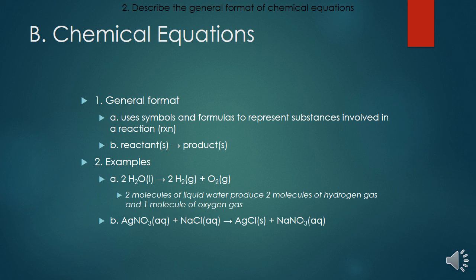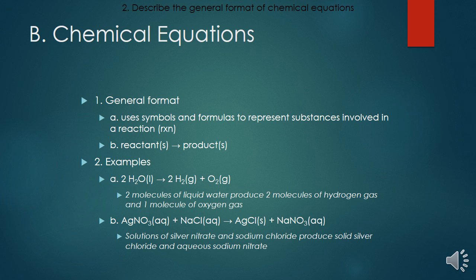Here's another example. Now notice we again have symbols and formulas just like we had in the last equation. Notice this time though there are two different substances on the left side, meaning we have two reactants. In this case we have silver nitrate and we also have sodium chloride. And also notice we have a new symbol here in parentheses, the symbol AQ. Now here is a sentence for this reaction that would correspond to this equation. The sentence might read, solutions of silver nitrate and sodium chloride produce solid silver chloride and aqueous sodium nitrate.